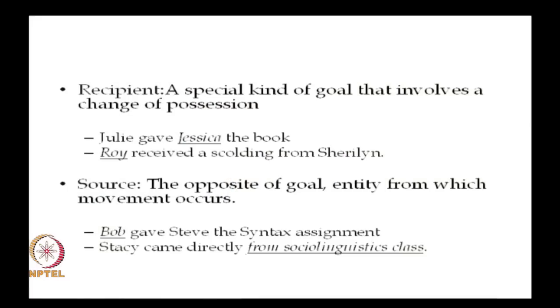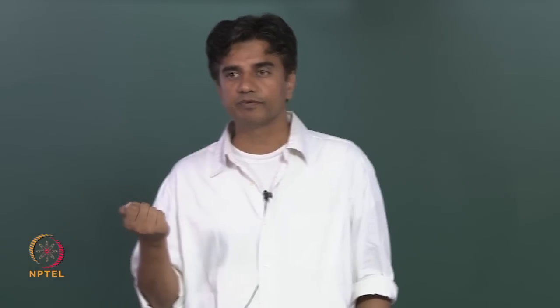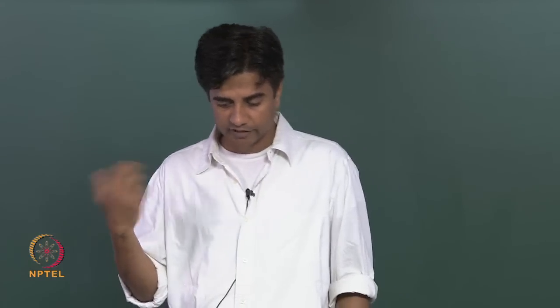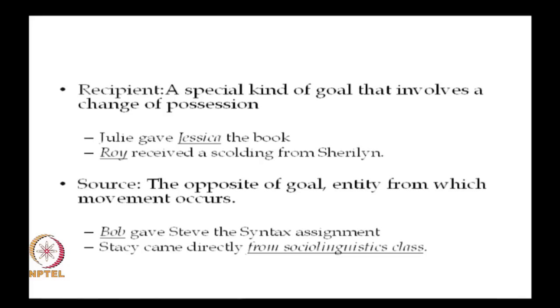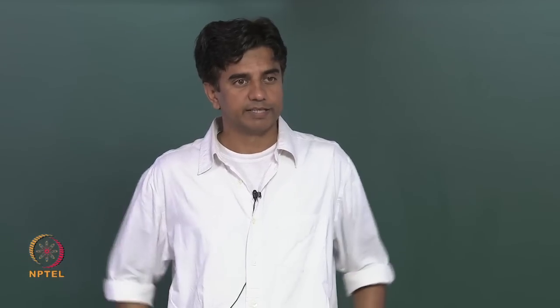Did we talk about a recipient? No, not yet. Let's see what becomes a recipient. Julie gave Jessica the book. Is this a clear example of a recipient? Someone who receives, a special kind of goal that involves a change of position. Does this NP sound like a recipient? It's a clear example of a recipient, right?